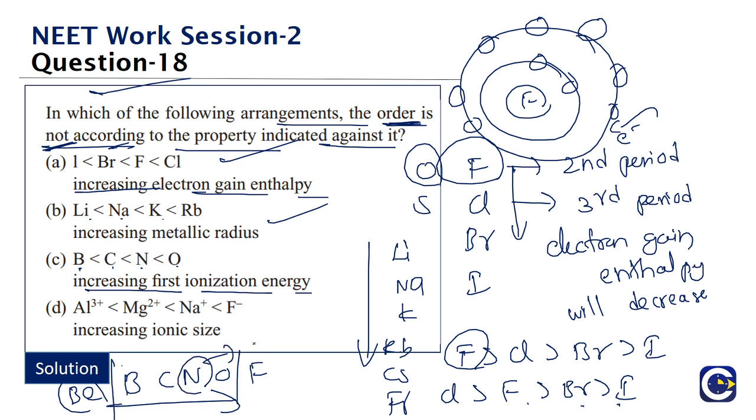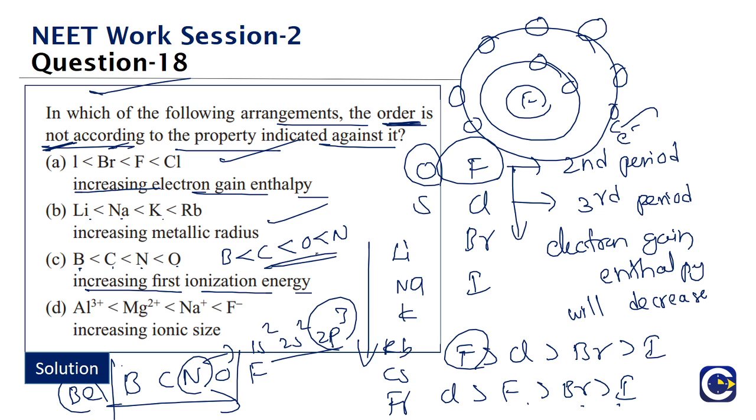Nitrogen has the arrangement 1s2, 2s2, 2p3. In the 2p3 structure, a half-filled p is more stable. So the removal of an electron will be relatively difficult. As a result, the ionization energy of nitrogen will be more than oxygen. So the order we will have is boron less than carbon less than oxygen less than nitrogen. Nitrogen's ionization energy will be even more than oxygen because of the half-filled p structure.